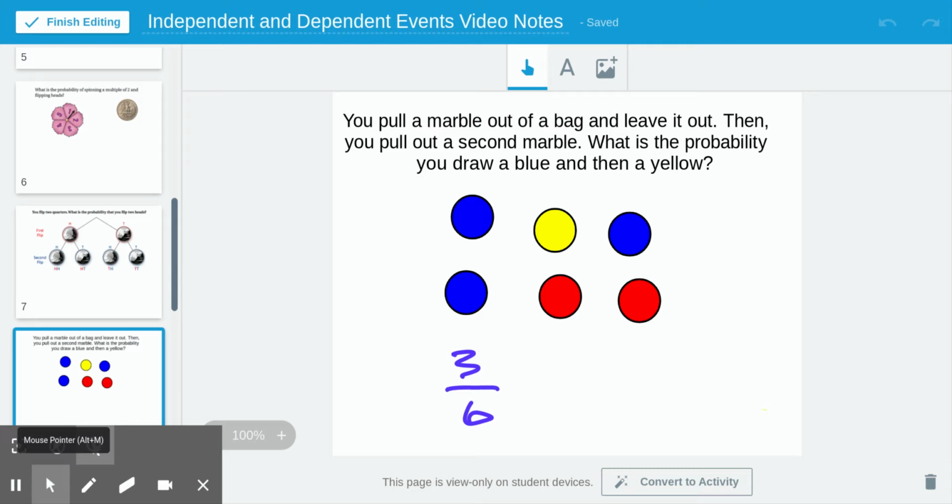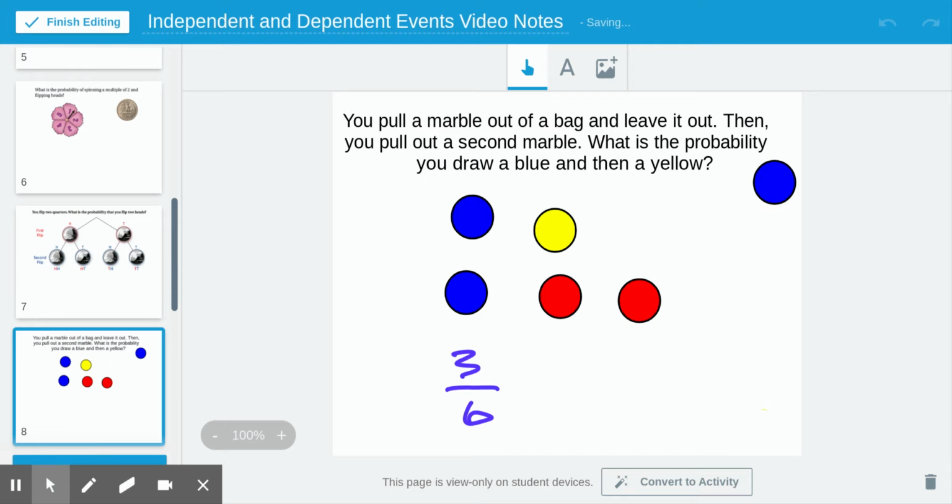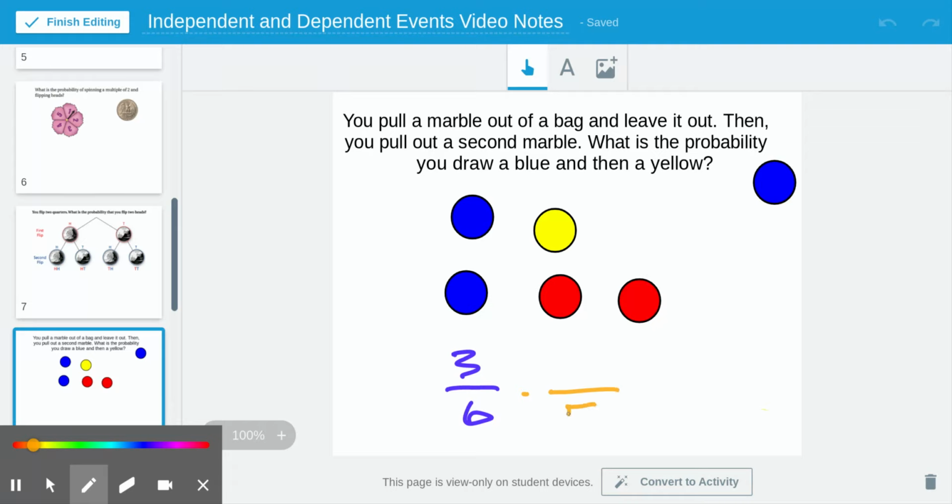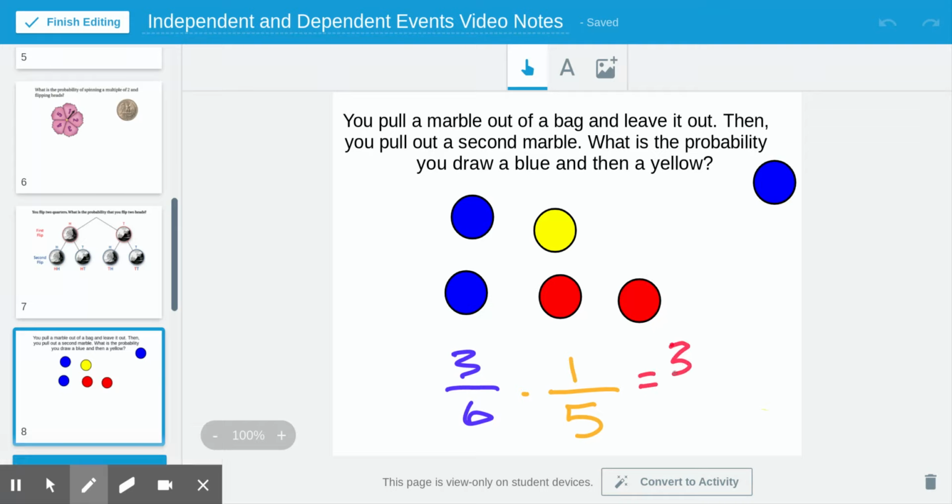Okay, we're going to assume that we get a blue on our first try. So I'm going to take that out. It's not in the bag anymore. And now I want to know the probability of getting a yellow. There are only 5 marbles left. So our probability would be out of 5, and one of those is yellow. We'll go ahead and multiply, and we'll do 3 times 1 is 3. 6 times 5 is 30, and that would simplify down to 1/10.